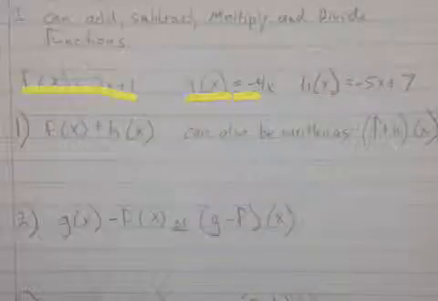I can add, subtract, multiply, and divide functions. I've listed 3 functions for you right there at the top. I'm going to highlight those real quick. So we've got this one, and this one. So it's f of x equals 2x plus 1. Then we have the function g of x equals negative 4x. And then we have h of x equals negative 5x plus 7. So those are our 3 functions that we're going to be working with for this quick lesson. And we're going to be adding, subtracting, multiplying and dividing those 3 functions.